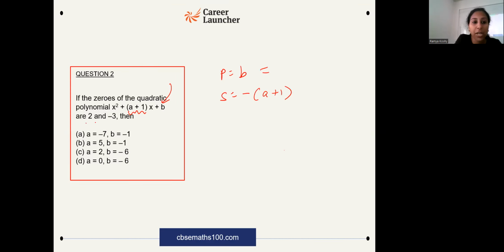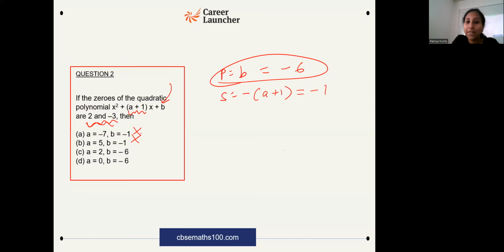So what is the product? We know zeros are already given. Product of zeros is minus 6. And sum of zeros is 2 plus minus 3, which is minus 1. So from this we directly get b's value is minus 6. Options A and B are eliminated. Then over here, minus of a plus 1 is minus 1, which means a plus 1 should be plus 1, or I will get a is equal to 0. So that's why the answer, as most of you answered correctly, is option D.